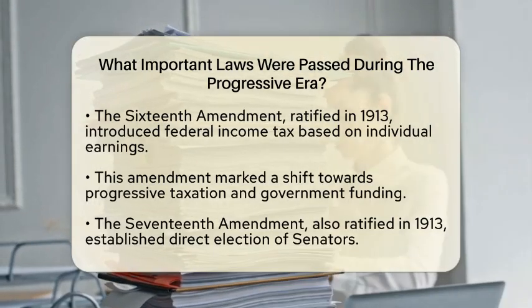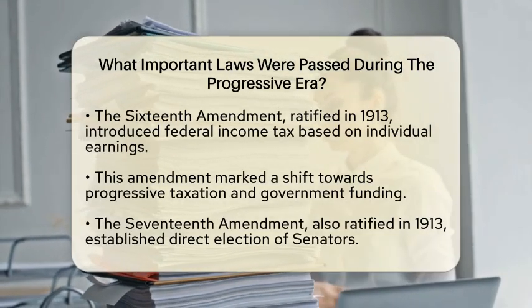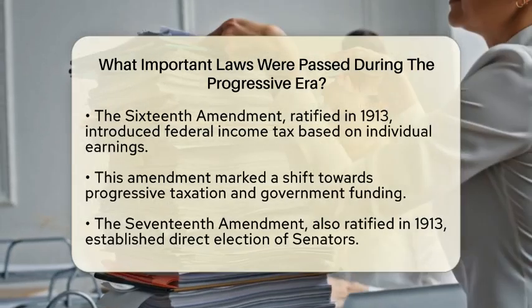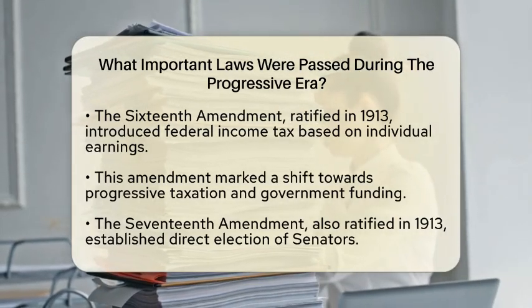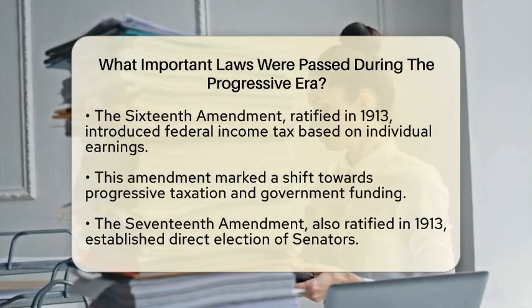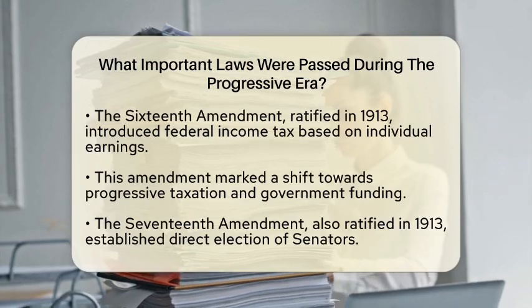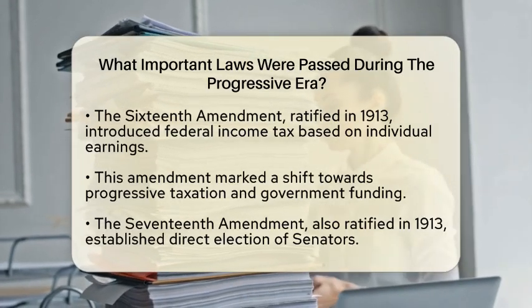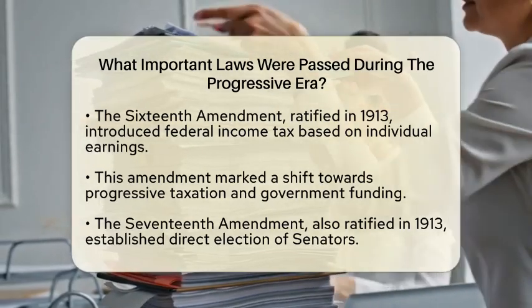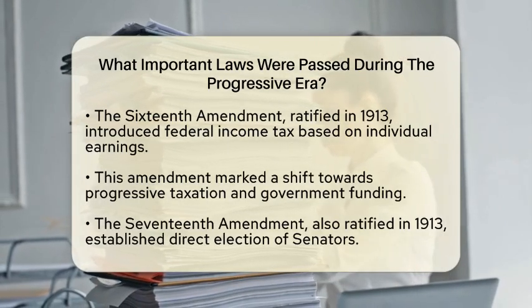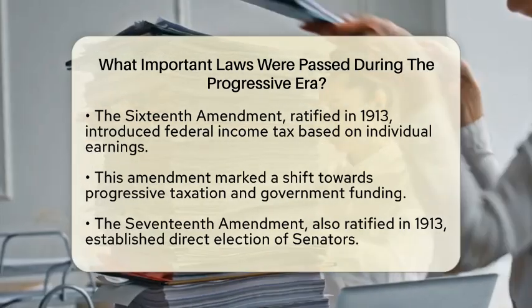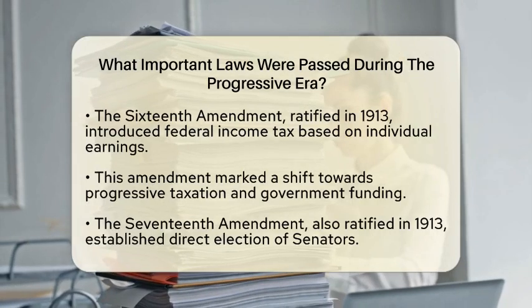Another major change was the introduction of federal income tax through the 16th Amendment, ratified in 1913. This marked a shift in tax policy, allowing the government to collect taxes based on individual income. It was a significant move towards more progressive taxation, impacting how the government funded its operations.